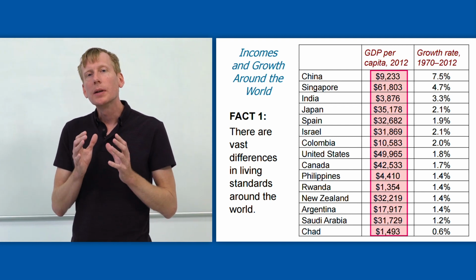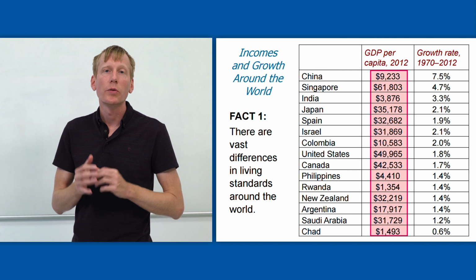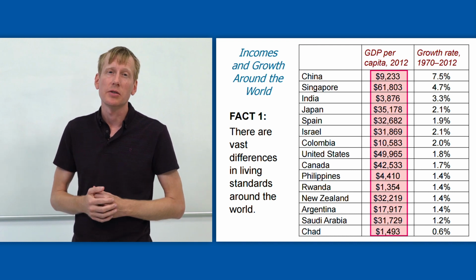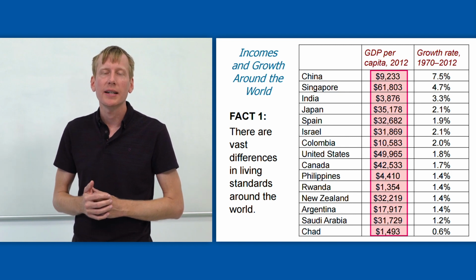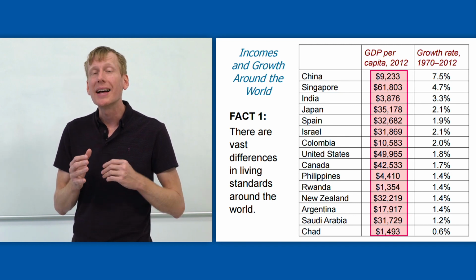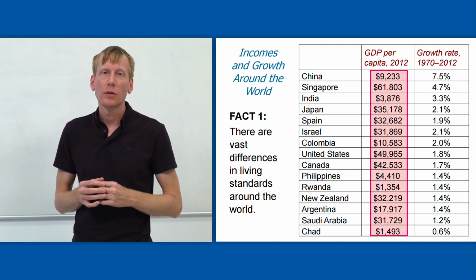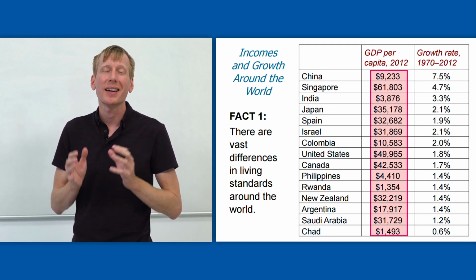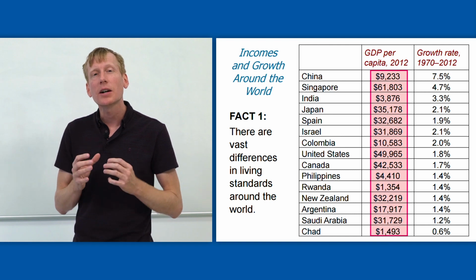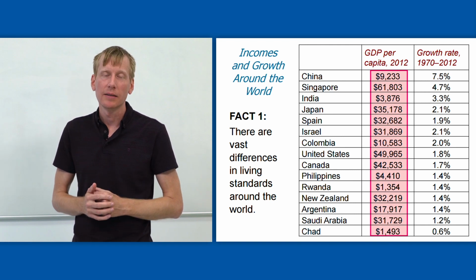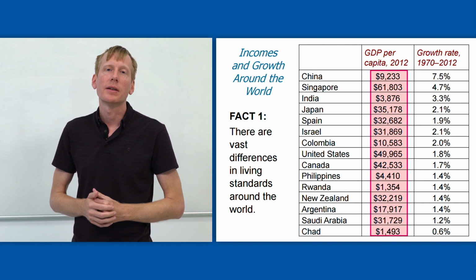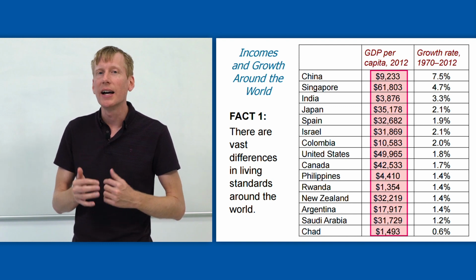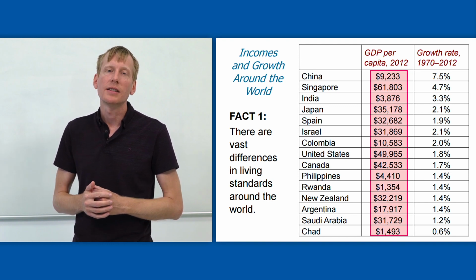In fact, Saudi Arabia's GDP over the past 42 years, illustrated here, since 1970, has grown only at a rate of 1.2%. Saudi Arabia, as compared to Singapore, was the most prosperous country on this list with the highest GDP per capita. Saudi Arabia in 1970 was better off than Singapore. But now, as of 2012, GDP per capita in Singapore is twice as high as it is in Saudi Arabia.